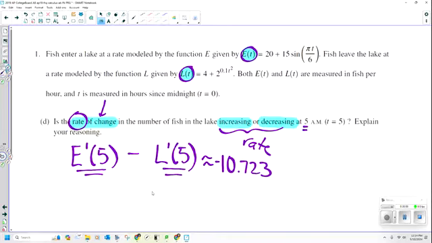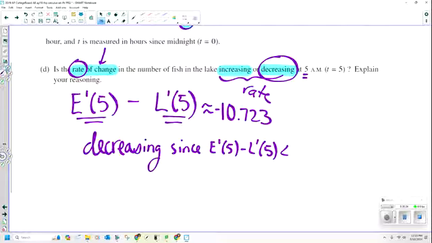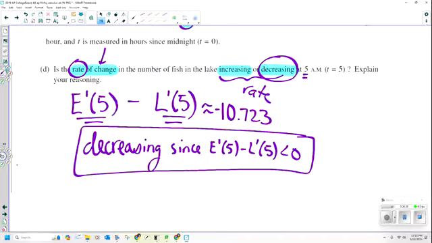Guess what? Since that's negative, it's decreasing. Okay? So I'm going to state this, right? It's decreasing. Now, I love how it doesn't say in the context or whatever. Just explain your reasoning. Decreasing since E prime of 5 minus L prime of 5 is less than 0. Done. Problem 1 was cake.